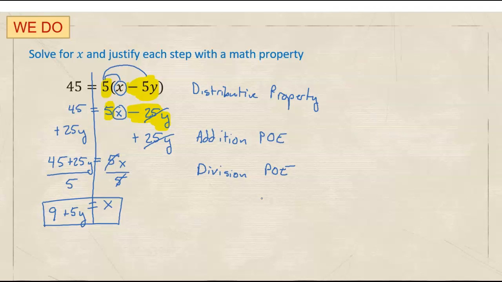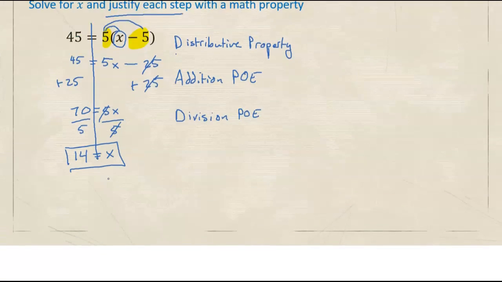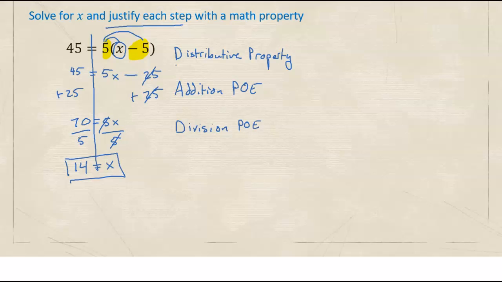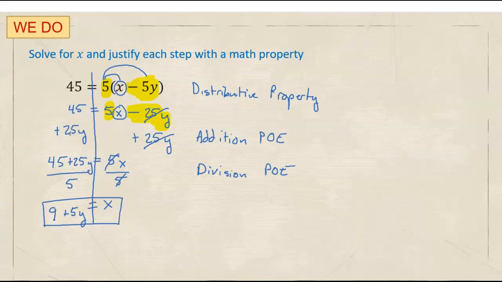So this is similar to the one we just solved, except we got a number, right? We had very similar steps. We go back to the previous one, we added 25 and we divided by 5. In this one we added 25y and divided by 5. Same steps, we just weren't able to simplify it as much in the answer.